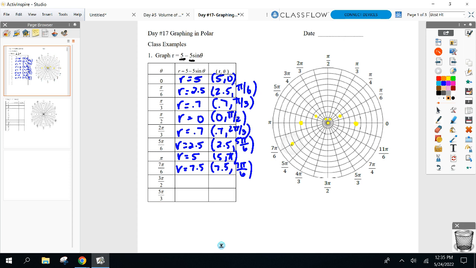Ooh, way out. Then you guys should have the big dog here, huh? For 3 pi over 2, how far are we going here? 10 out. I think I gave you exactly 10 circles. So 10 out at 3 pi over 2.